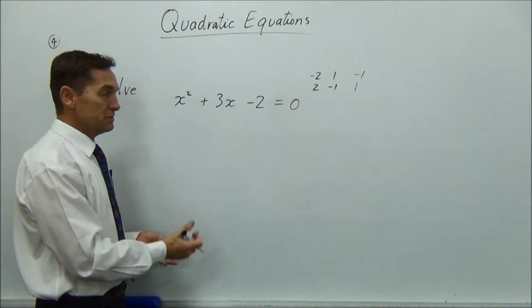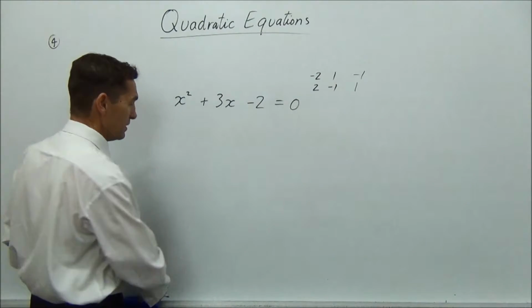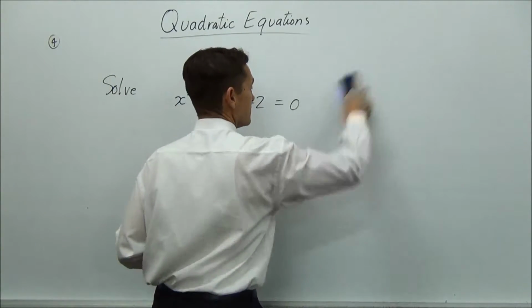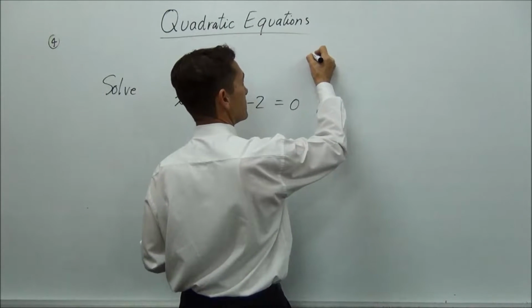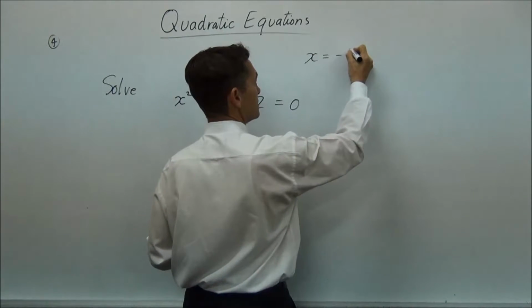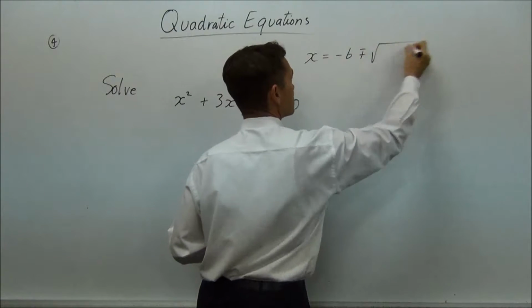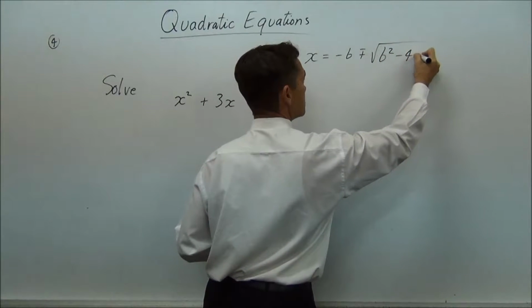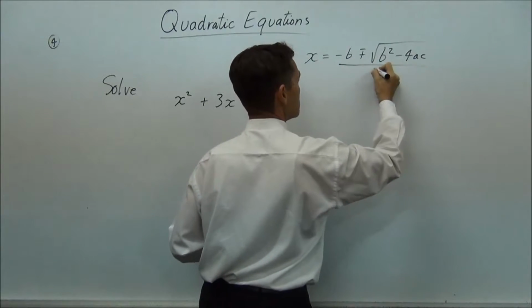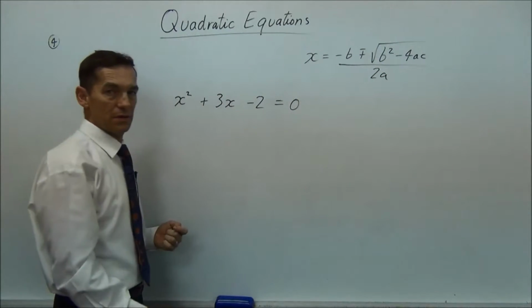The only way you can solve it is by using the quadratic formula. Now this is something you're going to get on your formula sheet, and what it says is x equals minus b plus or minus the square root of b squared minus 4ac all divided by 2a.